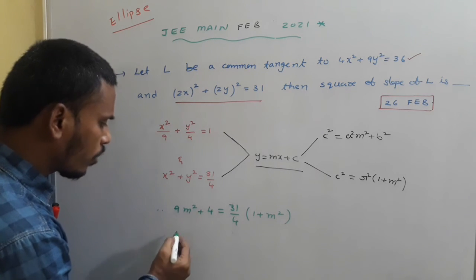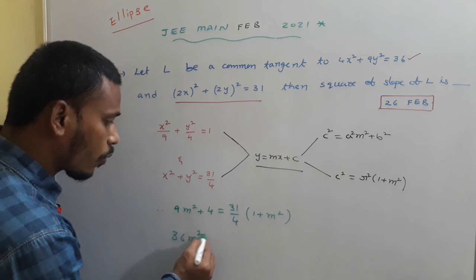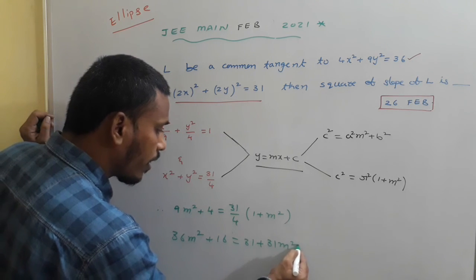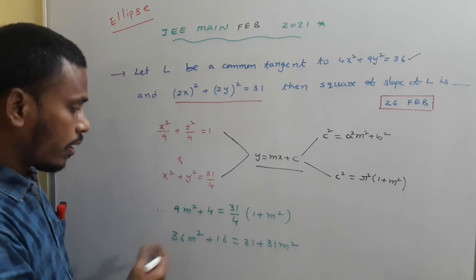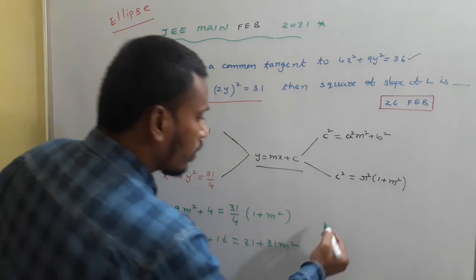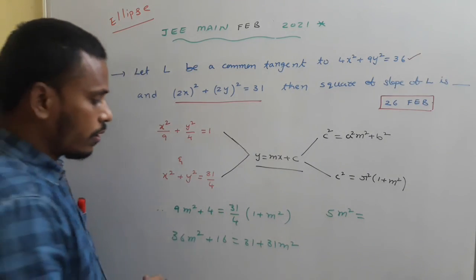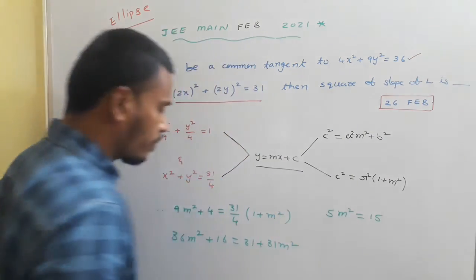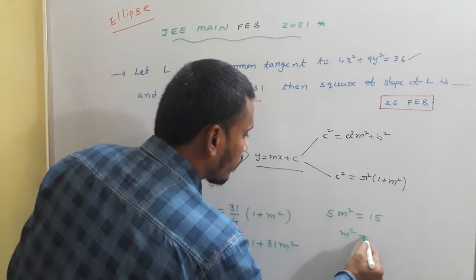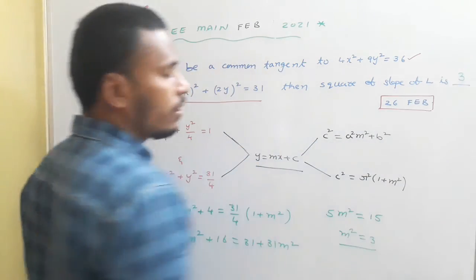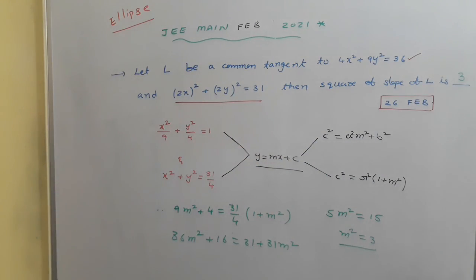So just do cross multiplication. 36 m square plus 16 is equals to 31 plus 31 m square. If you solve this, 36 minus 31 which is 5m square is equals to 31 minus 16. 31 minus 16 is 15, right? And then m square is equals to 3. Since the question is about the square of the slope of the tangent, our answer is 3 at the end. Just have a look. So we need to know the tangent conditions for the ellipse as well as for the circle to solve this problem.